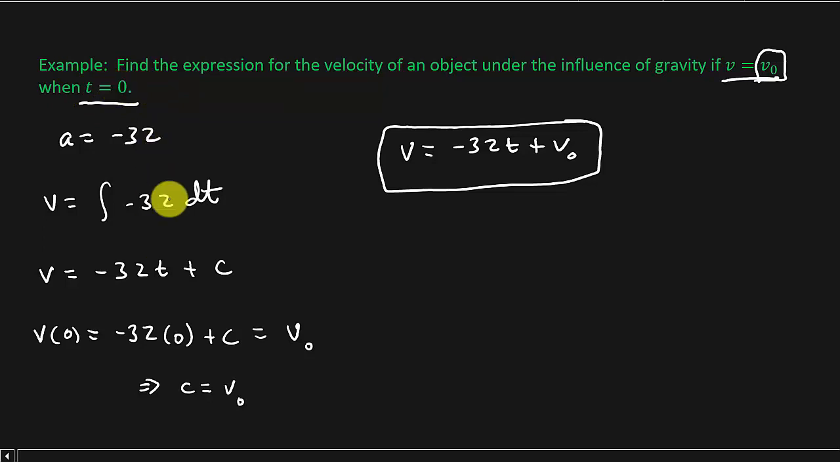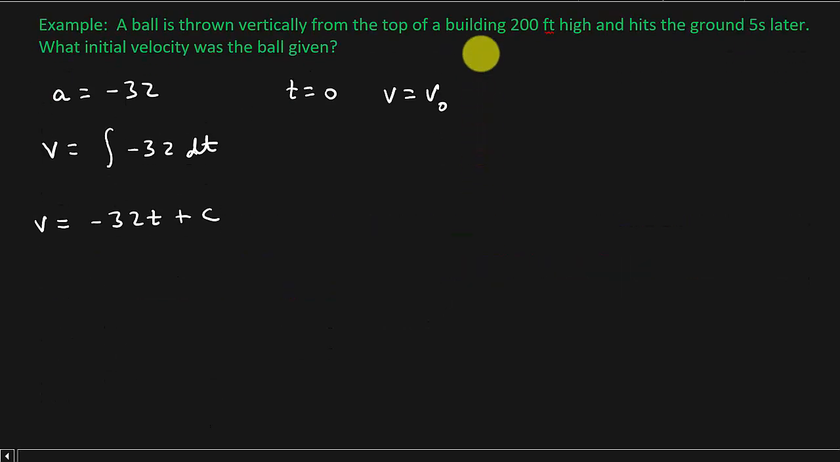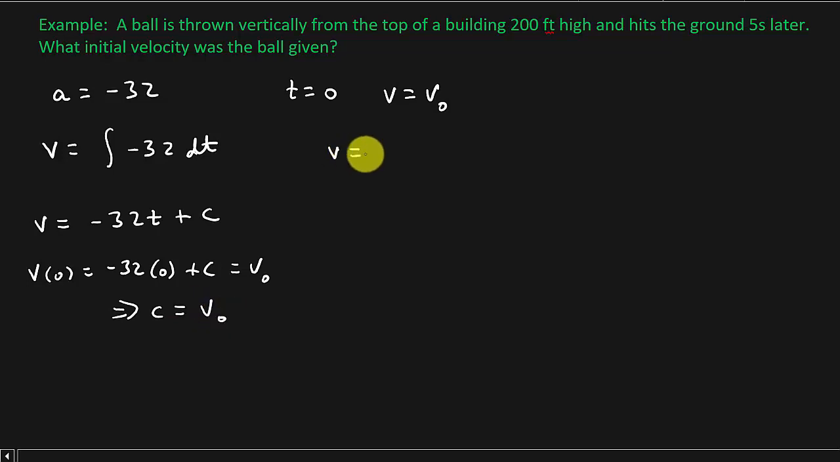Okay, so basically we're working the problem just like we did this one. So that tells us that v of 0 is negative 32 times 0 plus c, and that is the initial velocity. That equals v naught. So we can see c is equal to v naught, and so our velocity is equal to negative 32t plus v naught.